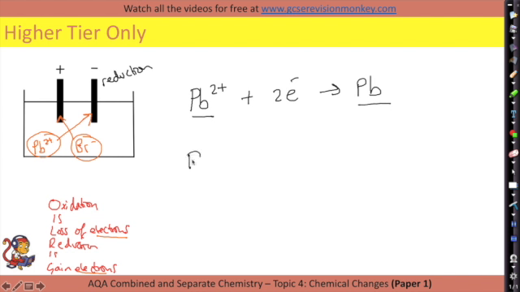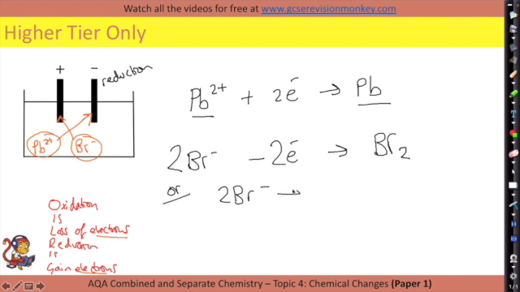With bromine, bromide ions lose electrons and they turn into the bromine molecule. Bromine goes around in pairs, so it must be Br2. So we need to balance that up by a 2 there and a 2 there. The other way that you can write the half equation for bromine, you may see it the other way, by saying that bromide ions turn into bromine atoms and lose 2 electrons. So for the positive electrode, there are 2 ways that you can write the half equation.